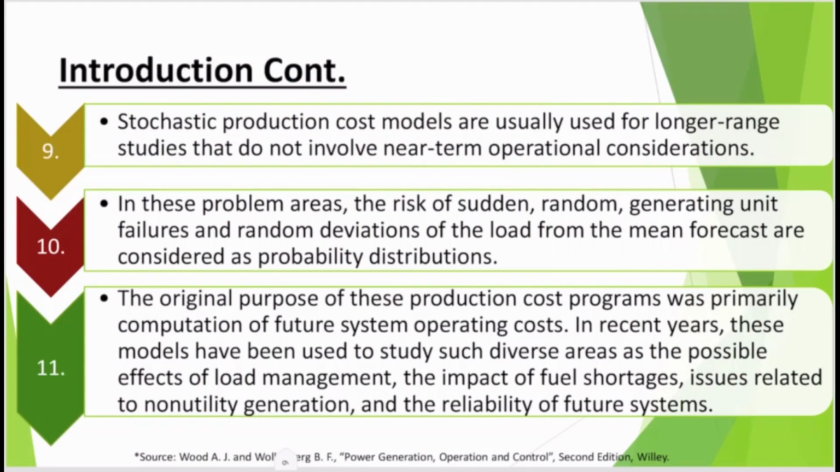Am I right? So that is one interesting part we need to consider, because the classical algorithms do assume that the generation is available to you around the year. There is no maintenance, loads are accurately forecasted, and that is not practically true. Random deviations of the load from the mean forecast are considered as probability distributions. So stochastic production cost models and probability load forecasting models are an important area that you can consider for your future research or project work in this field.